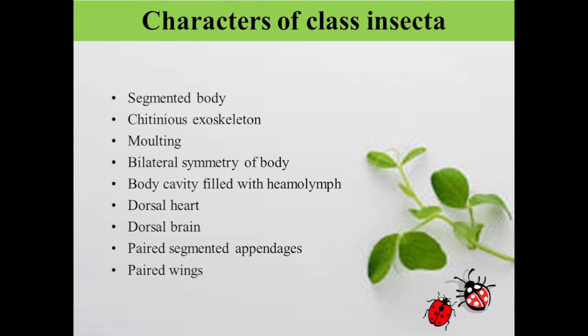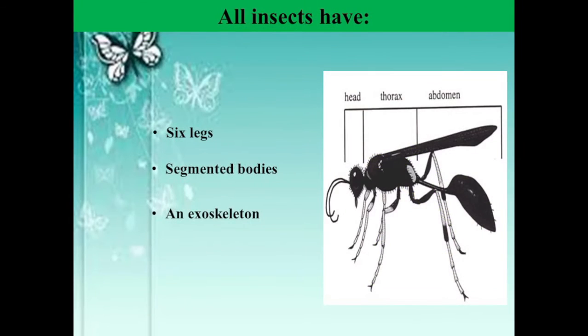The organisms which belong to class Insecta have the following characteristic features. They have a segmented body with a chitinous exoskeleton. They possess a feature that is molting. Their body has bilateral symmetry and the body cavity is filled with hemolymph. They possess a dorsal heart and dorsal brain. They have segmented appendages with paired wings. Thus, we can say that all insects have 6 legs, a segmented body that is head, thorax and abdomen, and an exoskeleton that is made up of chitin.